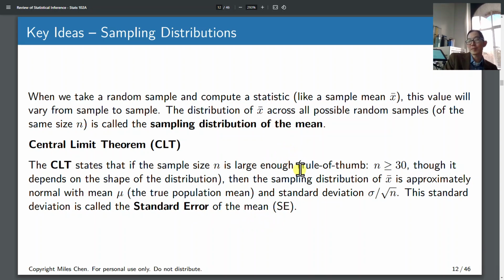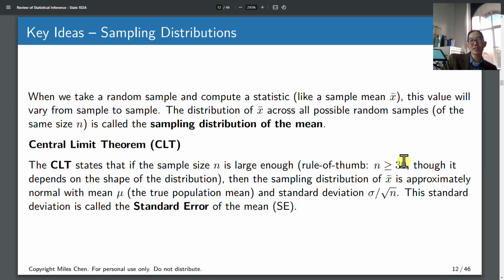Large enough is kind of a weird thing. Usually we say n greater than or equal to 30 is big enough. But of course, if the population is normally distributed and you know that, then small samples are fine. The central limit theorem applies with samples of size 2, or I guess technically even 1, if the population is normally distributed.